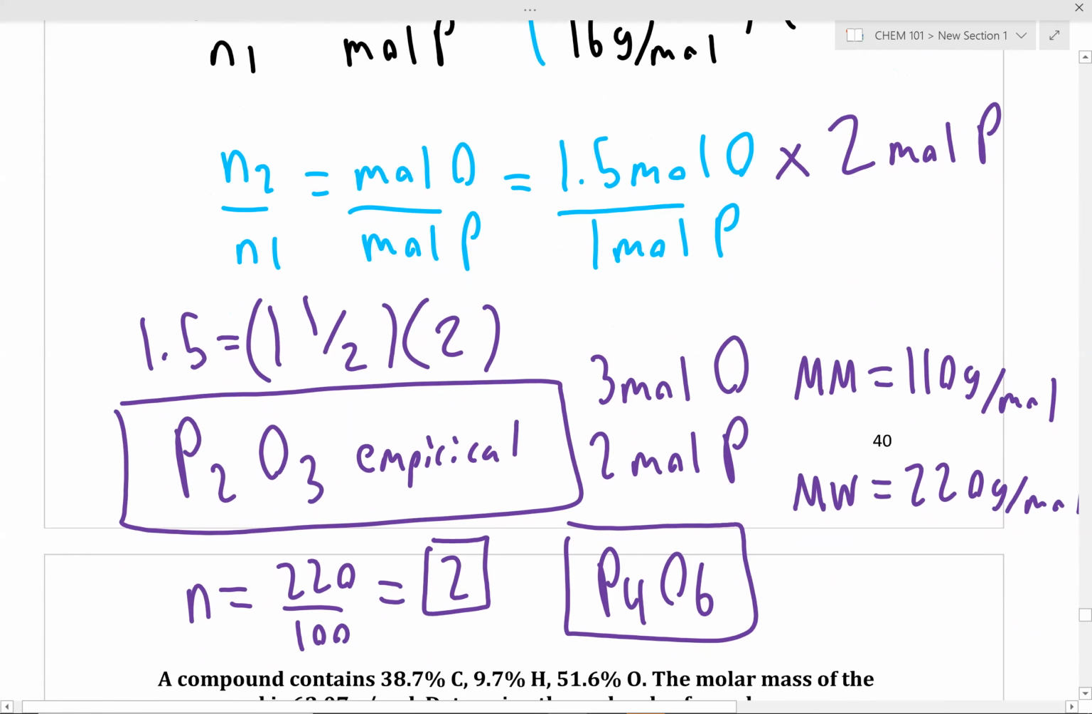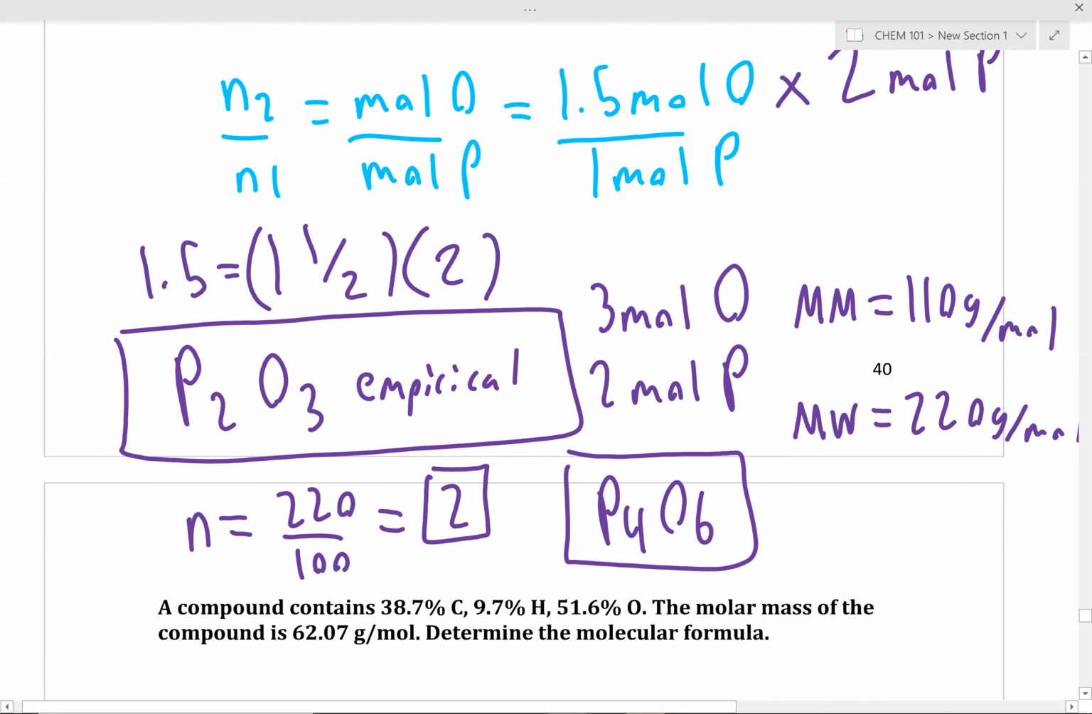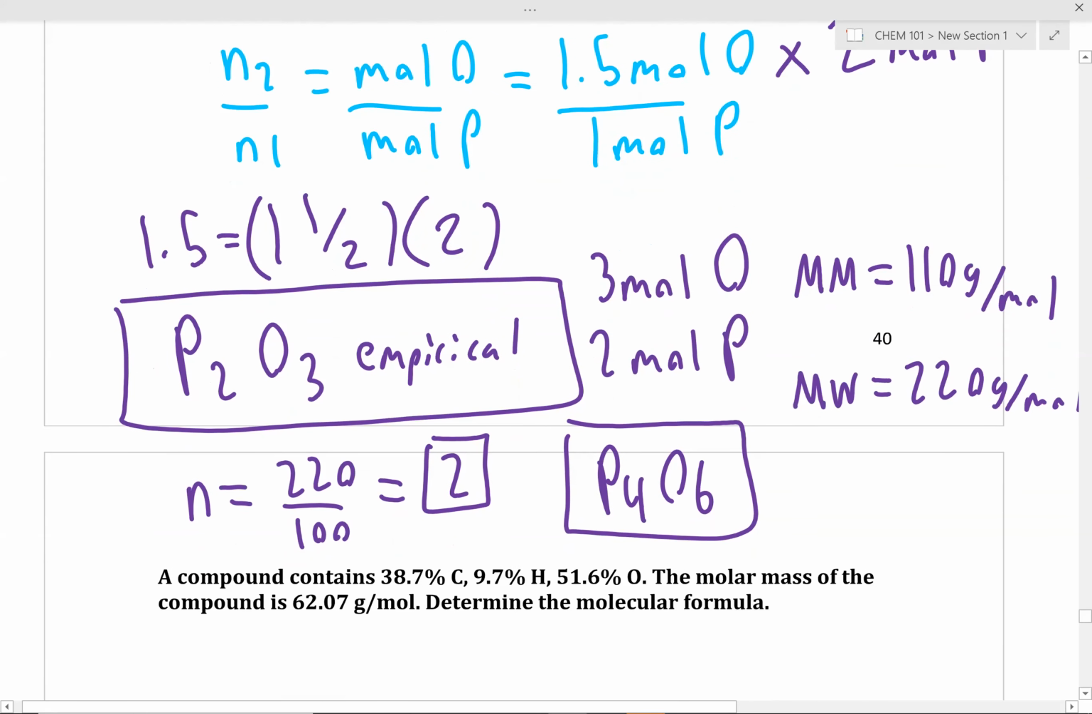Okay, so now that we have our empirical formula, we calculate the molar mass of this empirical subunit, and we compare it to our molecular weight. We then calculate N by taking our molecular weight over our empirical subunit mass. That gives us an N of 2. So what do we multiply all of our subscripts by? 2.